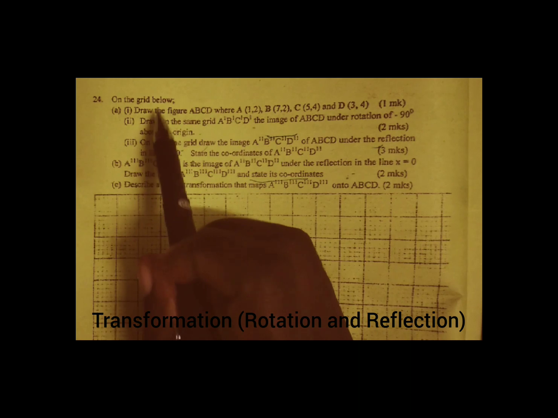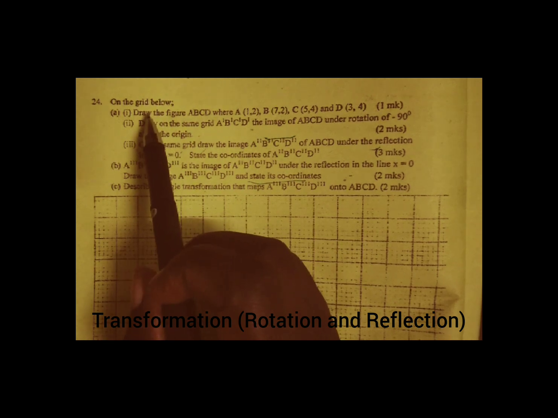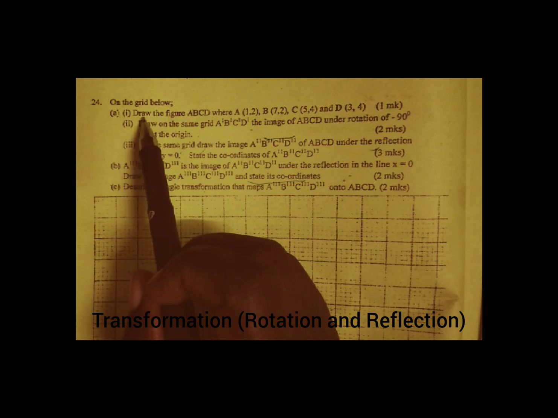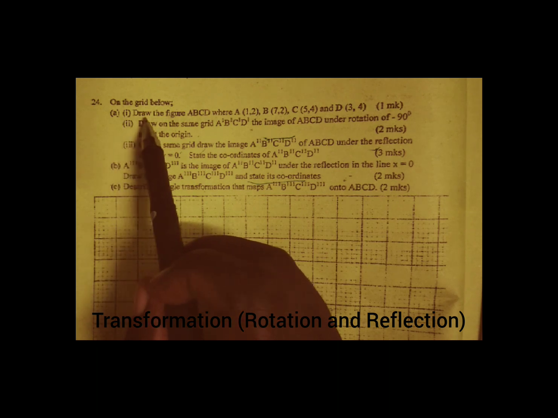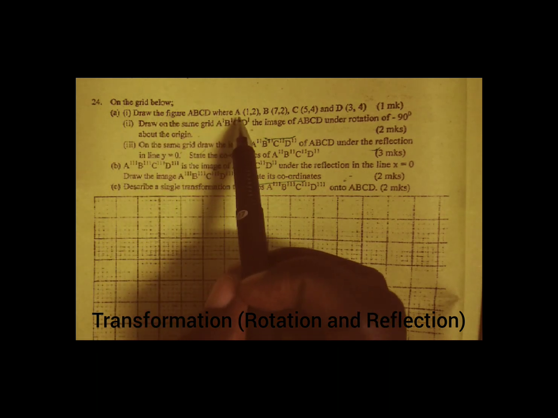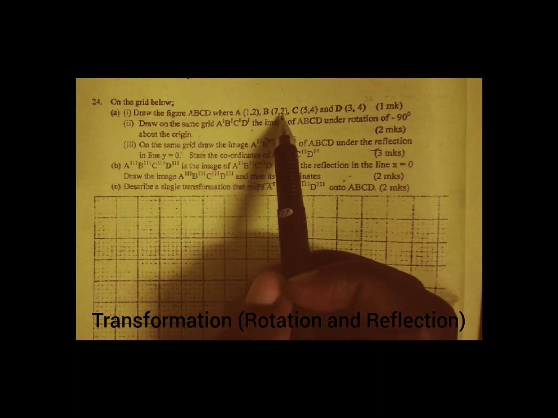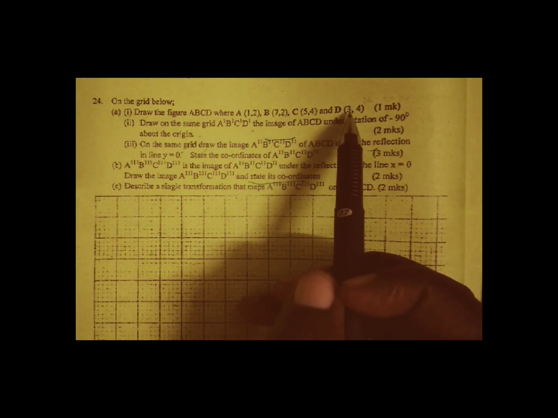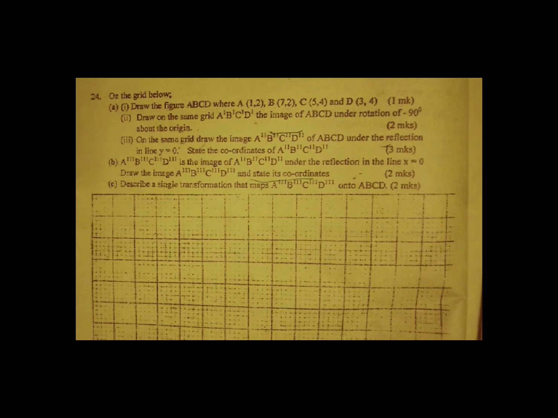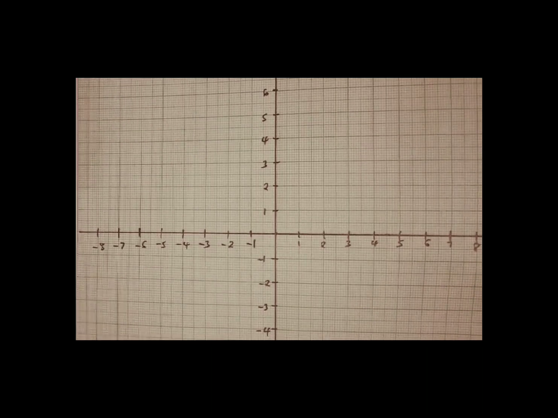We are going through a question on transformations, especially reflection and rotation. A question that is usually set in paper 1 mathematics section 2. We are told on the grid below, part A, Roman 1, draw the figure ABCD where A has coordinates 1, 2, B has coordinates 7, 2, C has coordinates 5, 4, and D has coordinates 3, 4 for us to get 1 mark. Let us use a graph paper which we have already prepared here.